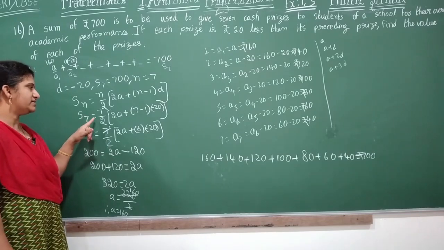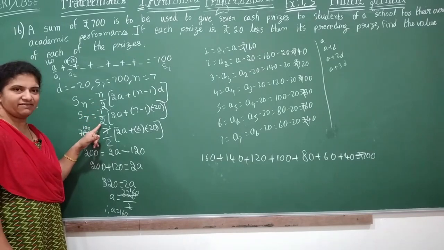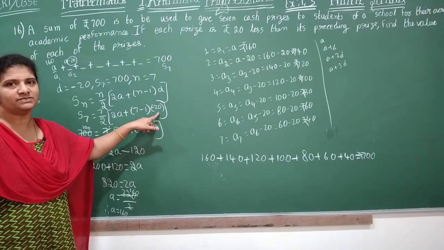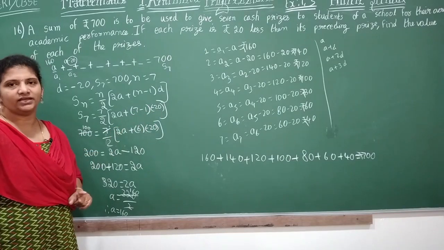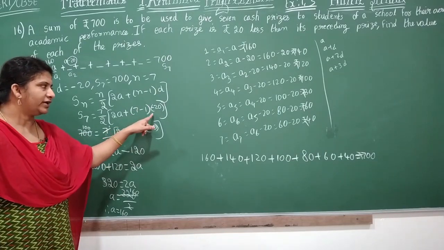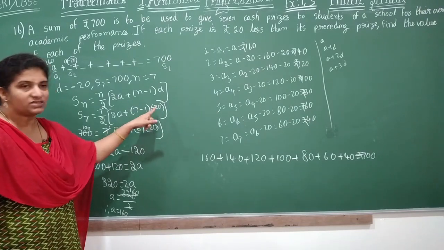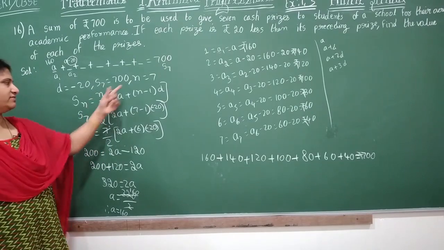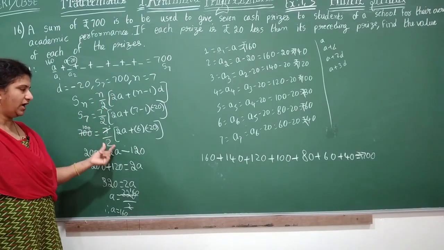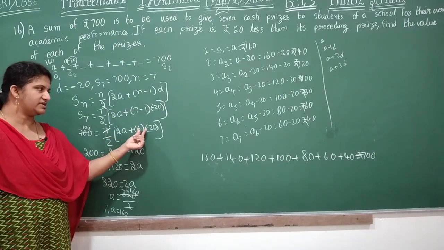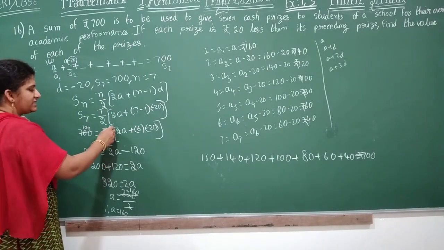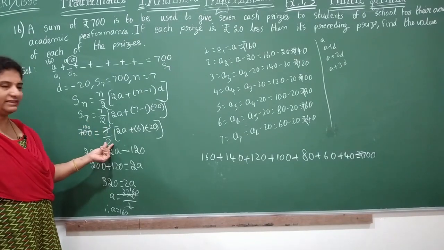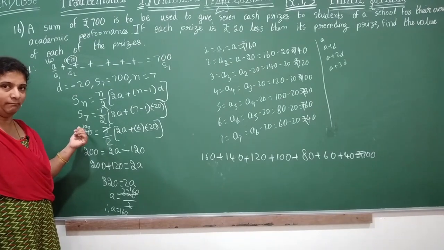So S7 is equal to, substituting the n value here, 7 by 2 into 2A plus 7 minus 1 into D value, which is minus 20. Whenever you have a negative D value, don't forget to take brackets here. Minus 20. So now, what are we going to do here? S7 value is 700. Okay, 7 by 2 into 2A plus 7 minus 1, 6 into minus 20. Look here, 7 ones are 700. Sir, I have cancelled. Now, take this denominator to the other side, it will become multiplication.